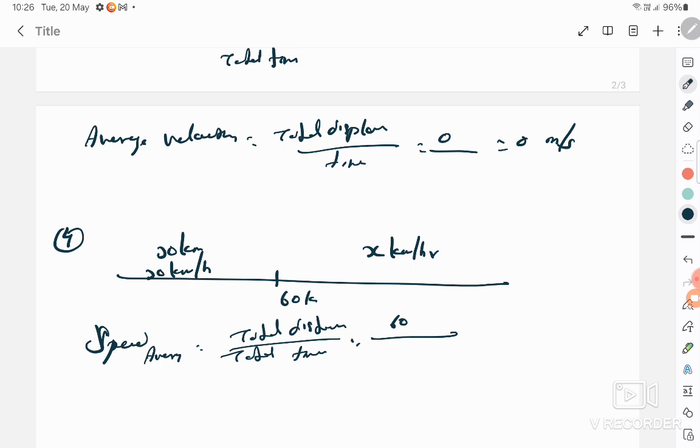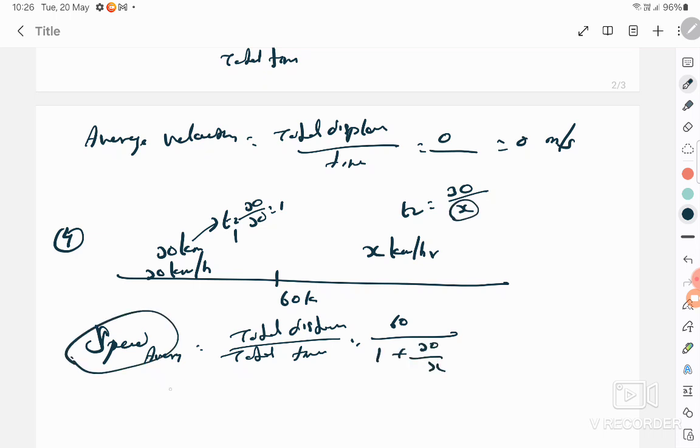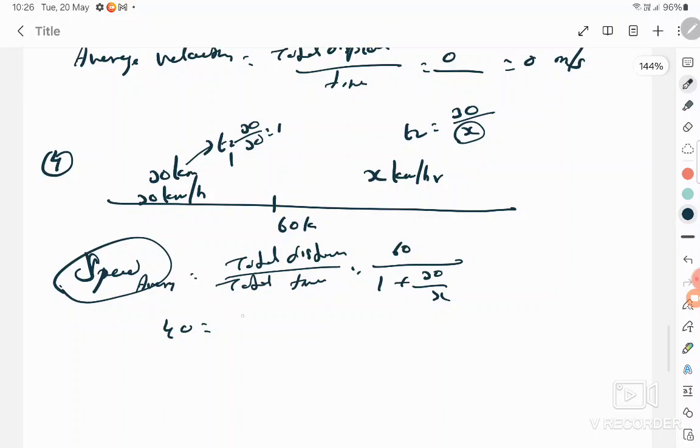By the total time taken. You should calculate the time for this. Time is distance by speed. 30 by 30 is just 1. Let's call this t1. Let's calculate time t2, which is distance, again 30, by the speed. Assume speed is x, so 30 by x. So the total time is 1 plus 30 by x. The average speed itself is given to be 40 in the question. So 40 is equal to the distance, which is 60, by 1 plus 30 by x.